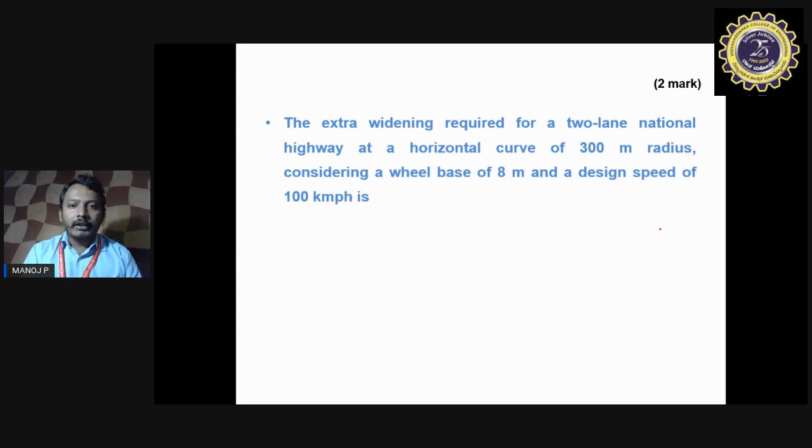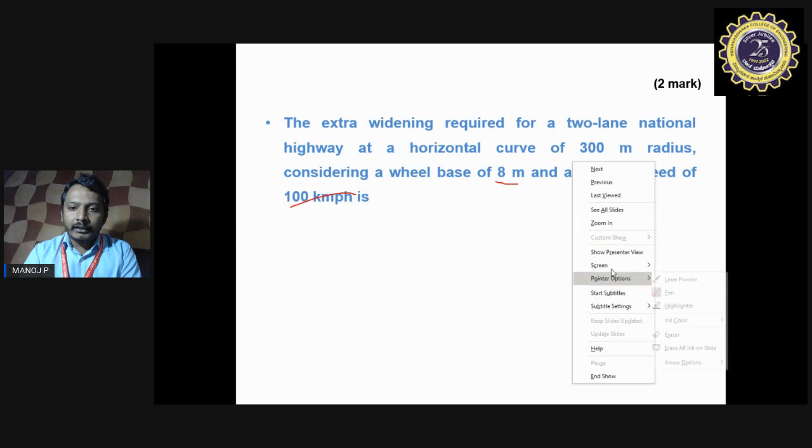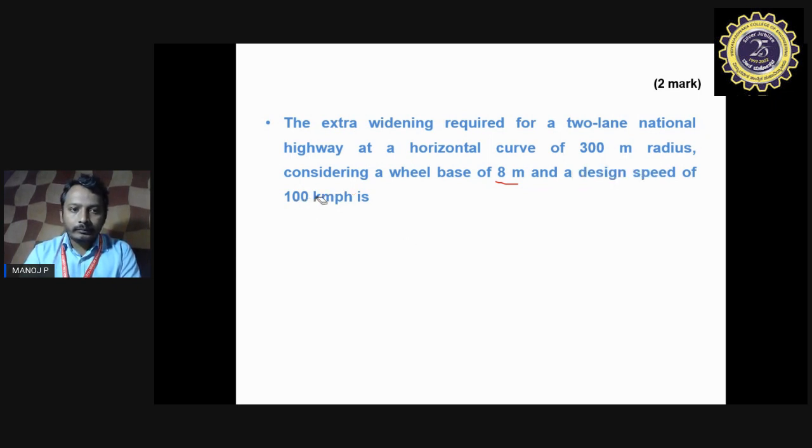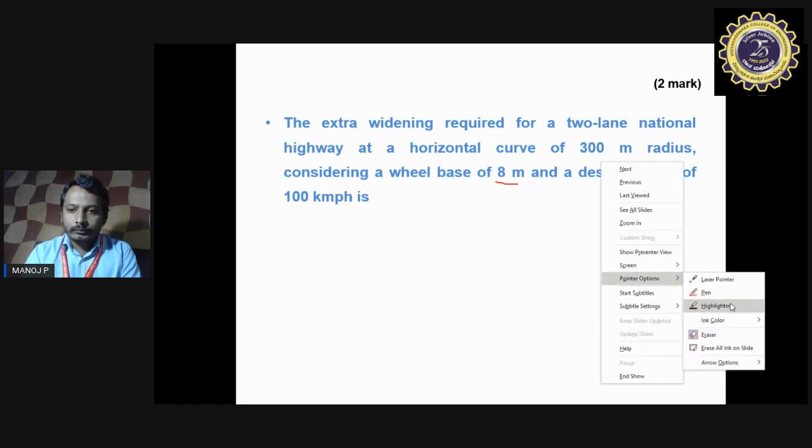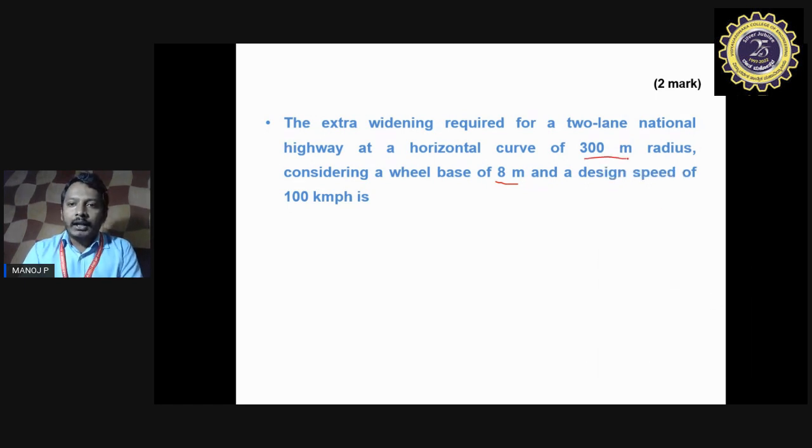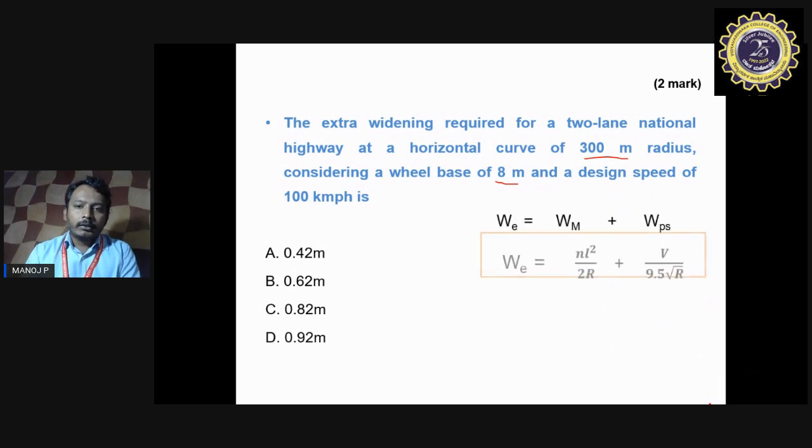Next is the extra widening required for a 2 lane road at a horizontal curve of 300-meter radius, considering a wheelbase of 8 meter and a design speed of 100 kilometer per hour. Radius R is equal to 300 meter. This is simple. W is equal to Wm plus Wps, which is NL square divided by 2R plus V divided by 9.5 square root of R.